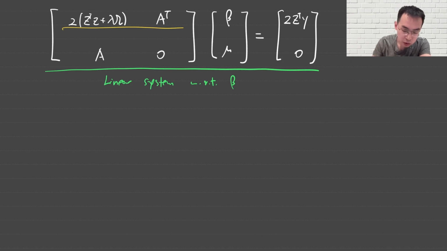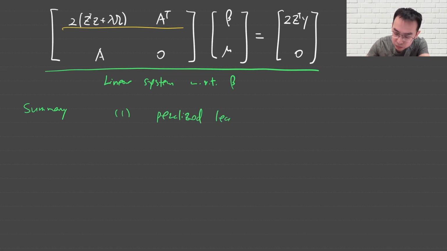Okay, so finally, let's do a quick summary of what we did in this video. So for a summary, first we start with a penalized least squares. Then we assumed the function to be piecewise cubic. Next, we write out the constraints of the problem, constraints as A β equals 0.